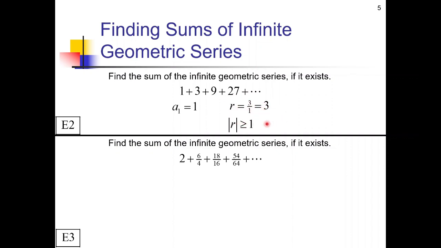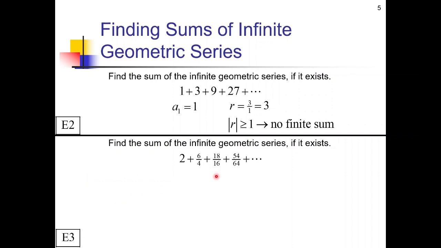Greater than or equal to 1. This tells us that there's actually no finite sum. We could plug a1 and r into the formula and it would give us something, but because the formula does not apply in this situation, it would just be a meaningless garbage value. So this means we have to just move on to the next thing. And the next thing is example 3.